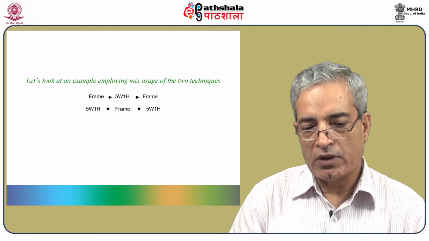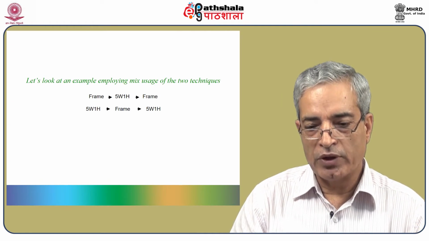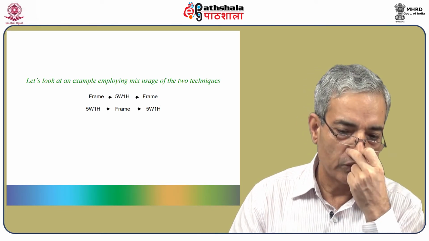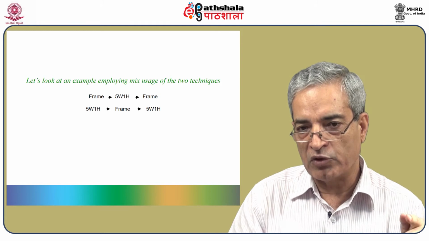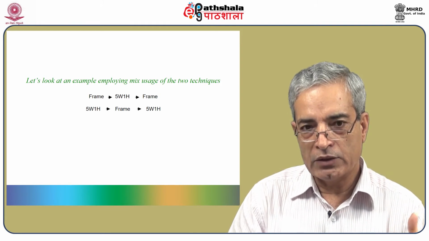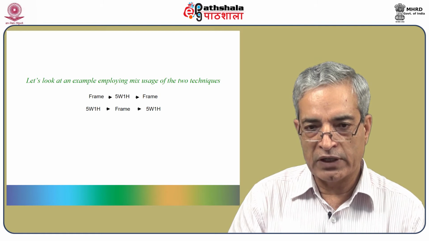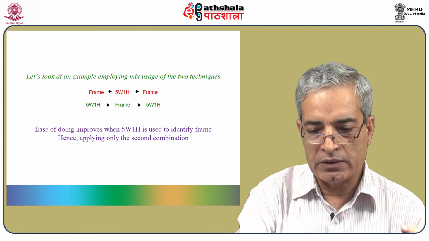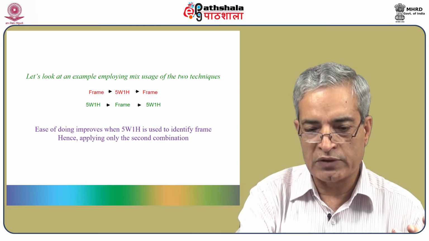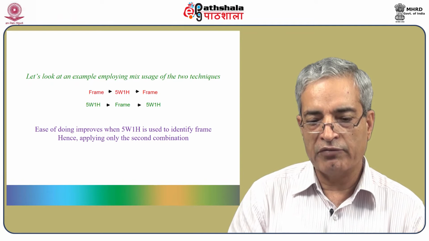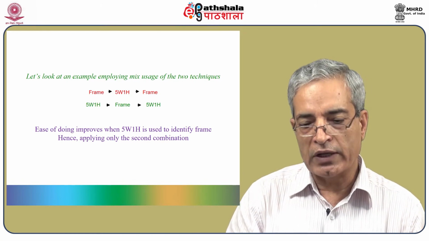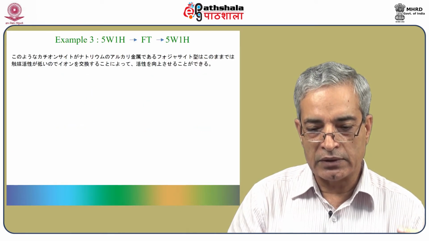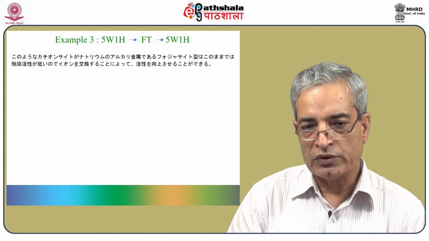Let's look at an example now where we are going to employ the mixed uses of the techniques. There are two possibilities. The sequence could be two. One is apply frame first, then 5W1H, and then frame again. And it could be the other way around, where we apply 5W1H first, then frame, and then 5W1H once again. Let's see, applying both the techniques will take too much time here. The first, that is frame, 5W1H and frame, was not so helpful in ease of doing. Let's try to apply the second one. The objective is to improve the ease of doing.